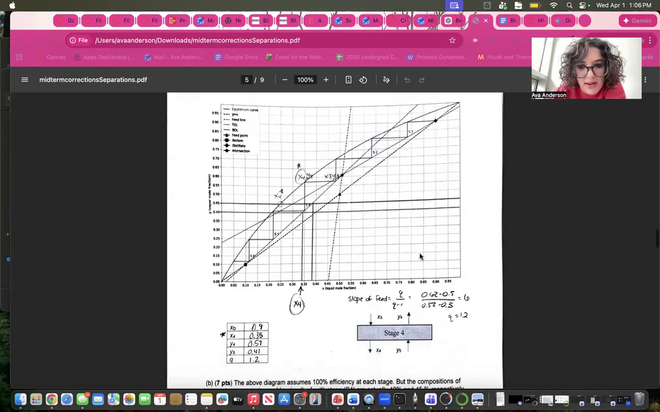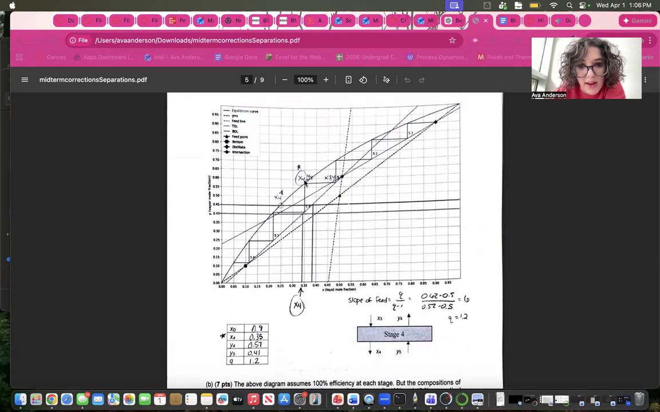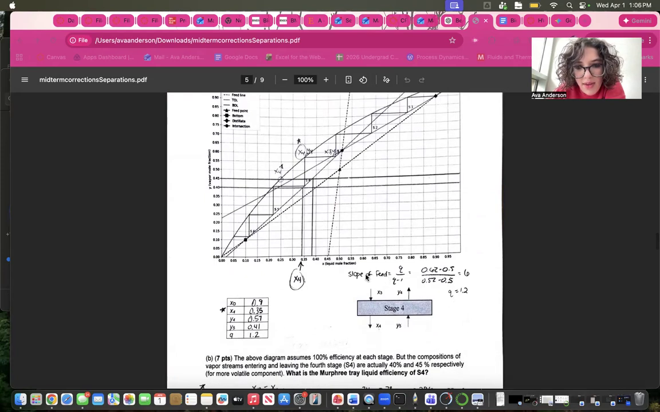And then for seven, what I got was this X of 4. Here, we're reading this value this way, this number, not that way. Yay, me. But slope of the feed is Q over Q minus 1, and you plug in for that, and it equals 6, and then Q ends up being 1.2.